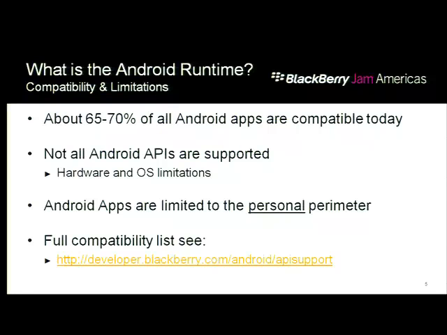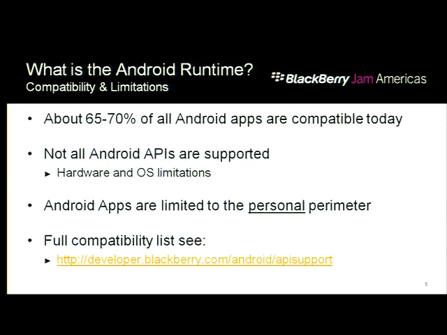So some of the information around compatibility and limitations that we currently have with the Android Runtime. We have about 65 to 70% compatibility for all Gingerbread-based Android applications today. So not all Android APIs are supported. There are some hardware and OS limitations. Some big ones that get mentioned: there's currently no Bluetooth support in the release, as well as no support for Google Maps, although we have some information around other ways of having maps in your applications.